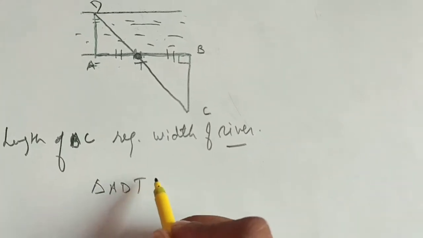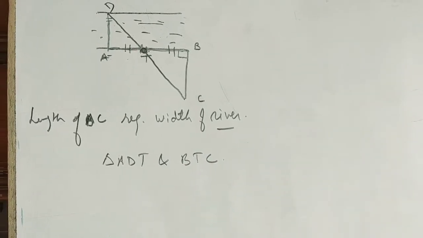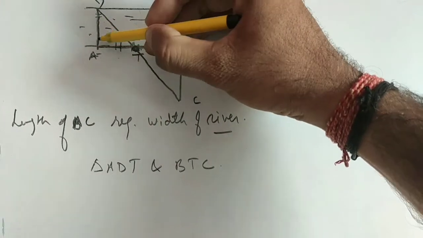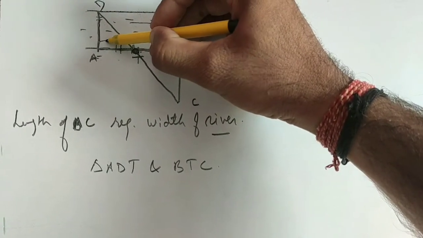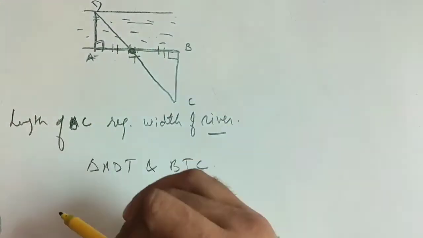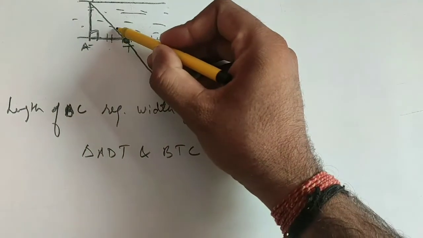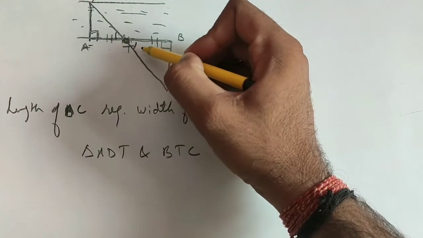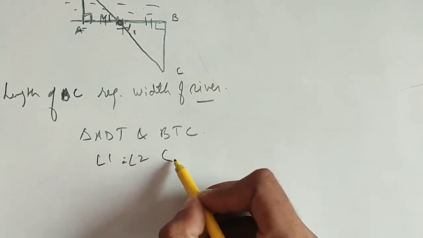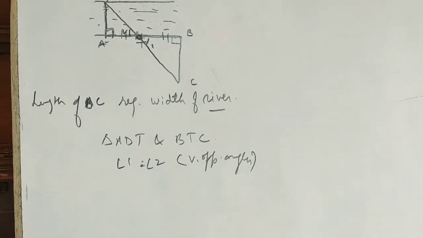How? Now consider these triangles ADT and BTC. Now this is the width of the river we are looking for. So to measure the distance, this width, this should be perpendicular. We cannot measure the width of the river like this. It should be the perpendicular distance. So in ADT and BTC, we can clearly see that these two angles will be the same. Angle 1 is equal to angle 2. Why? Because these are vertically opposite angles.